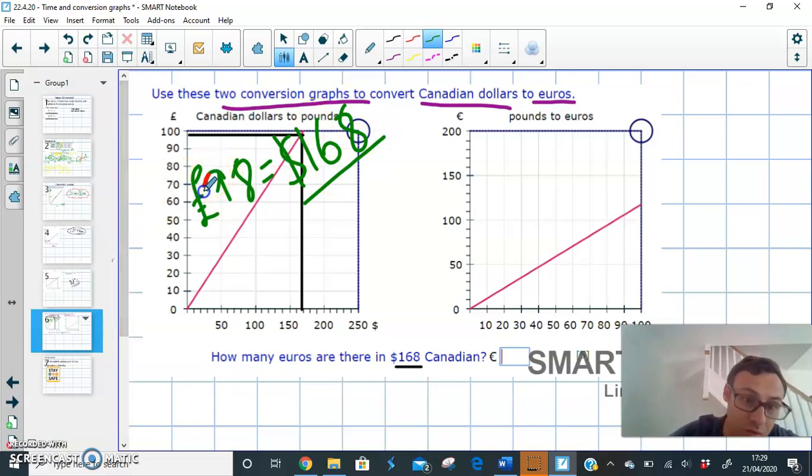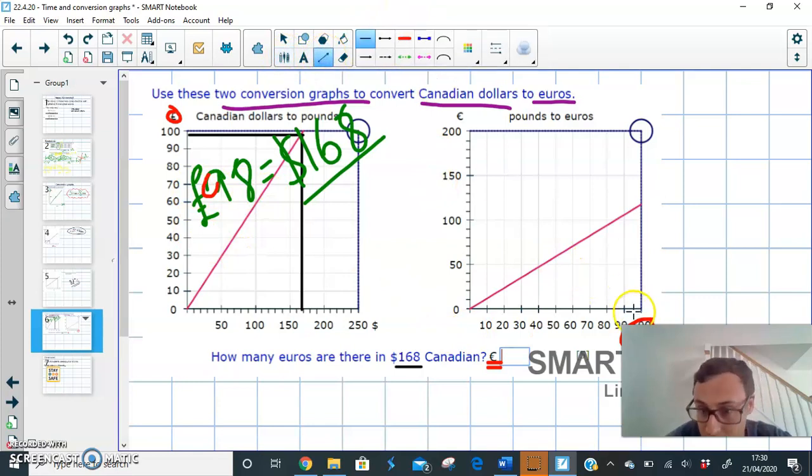Now that I've converted Canadian dollars into pounds, I can now convert my pounds from this graph here into my required unit or currency for the question, which is euros. So I know that I need to convert 98 pounds into euros. So same thing again. 98 pounds is really close to the 100, up about there, maybe slightly to the left, but it's an estimate, so it doesn't have to be exact. Okay, and then I'm going to go over here.